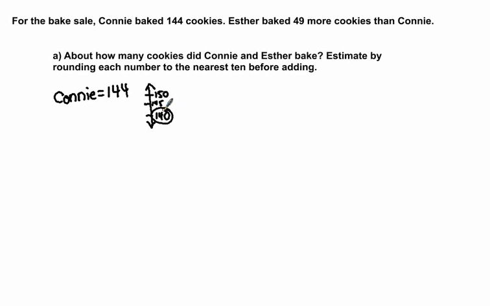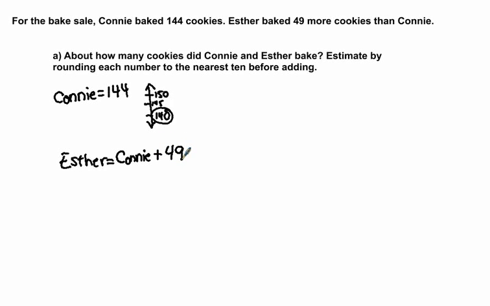From the problem, we also know, and this is one of the trickier parts where people might have missed, that Esther baked 49 more cookies than Connie. It doesn't say that Esther baked 49 cookies. It's 49 more than Connie. So Esther equals whatever Connie made plus 49.